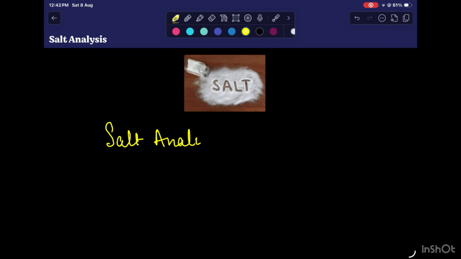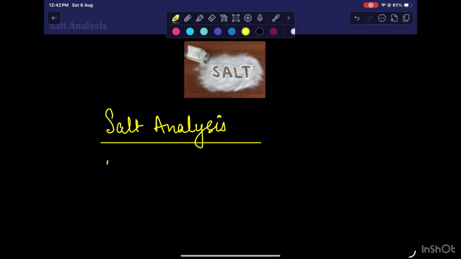Hello everyone, let's see salt analysis. This is a very important part for your practical examination. So what do we mean by salt? A salt is a product when an acid and a base react, right?